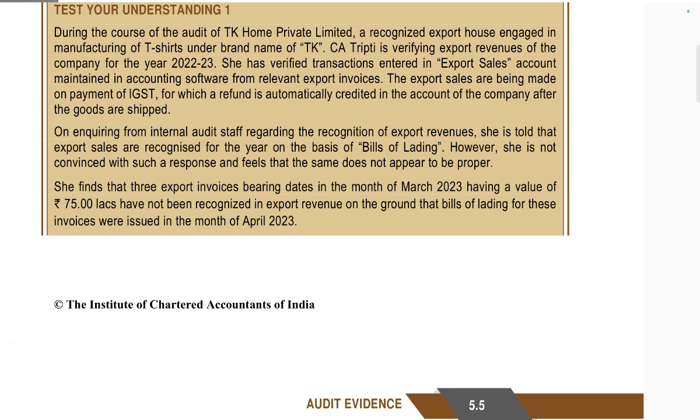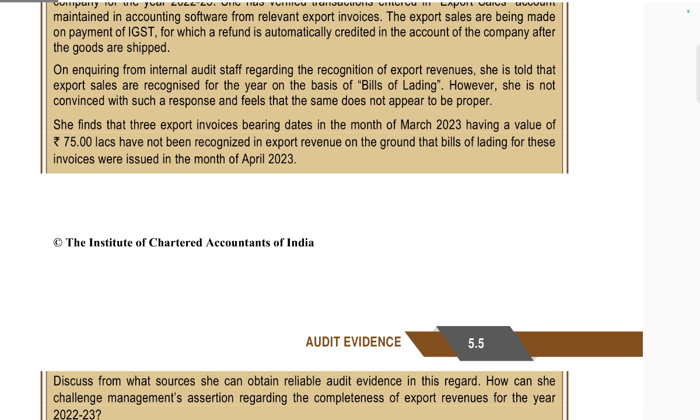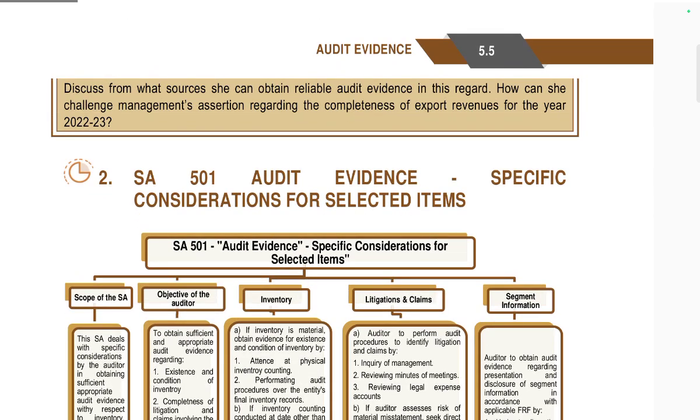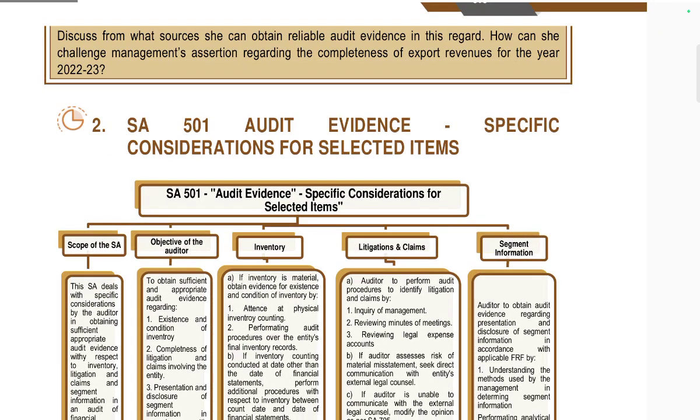However, she is not convinced, as the response does not appear to be proper. She found that three export invoices dated March, worth 75 lakhs, have not been recognized as export revenue on the ground that the bills of lading of these invoices were issued in the month of April. Discuss the sources to obtain reliable audit evidence, and how she can challenge the management assertion on the completeness of the export revenue, in the context of SA 500.